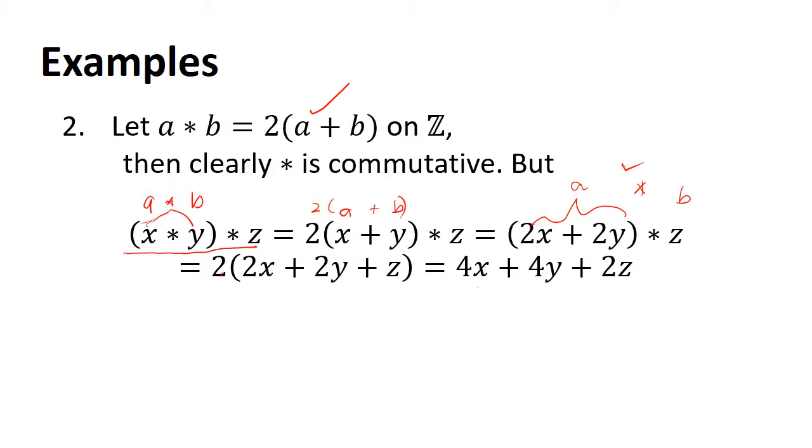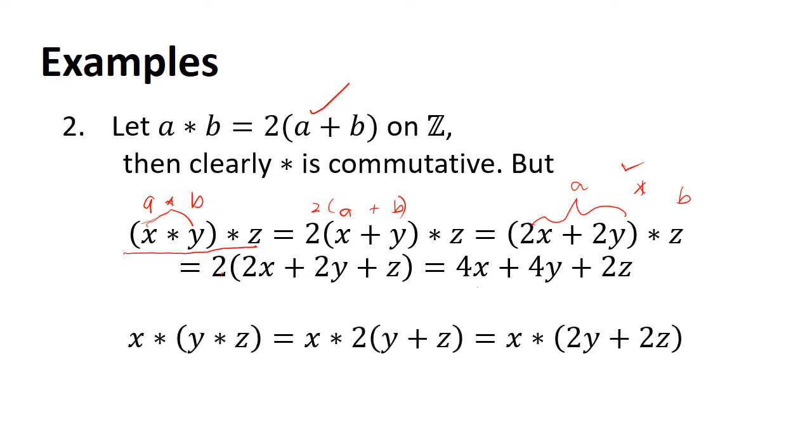Let's try to regroup it and evaluate this expression. Again, let's evaluate first the expression inside the parentheses, Y star Z. This is our A and this is our B, and A star B means 2 times A plus B. Therefore, we get 2 times Y plus Z. Again, distributing 2, we get X star 2Y plus 2Z.